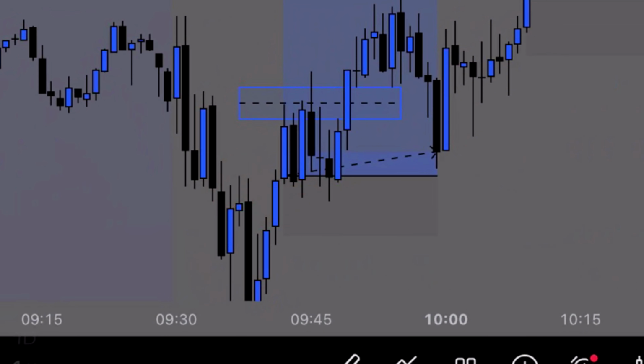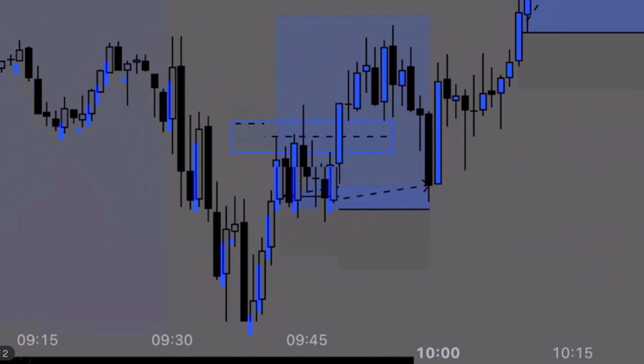Through the high, we made a fair value gap right here, and then when we traded back into it, right here, we traded back into it. You could get your position right in the middle. Me personally, I like to see us move down and then move up. So I entered right here after I saw the displacement through it. Early entry. Now, where did I get out?